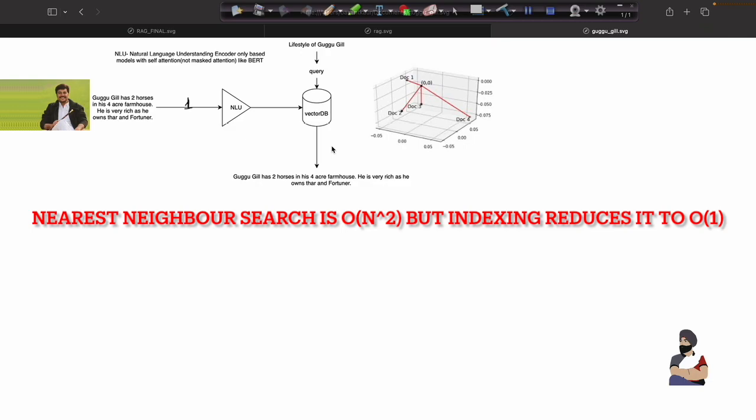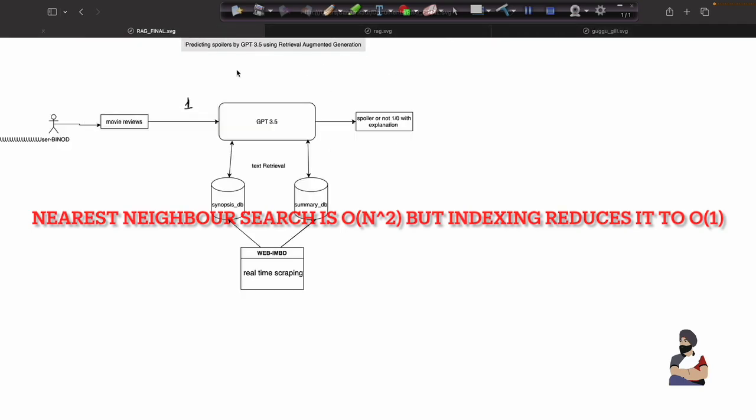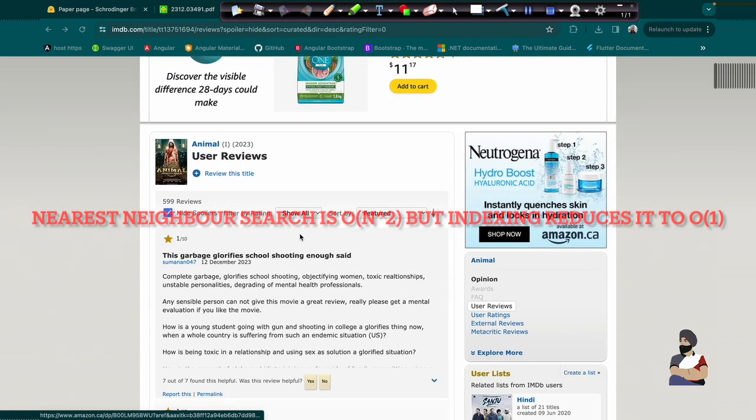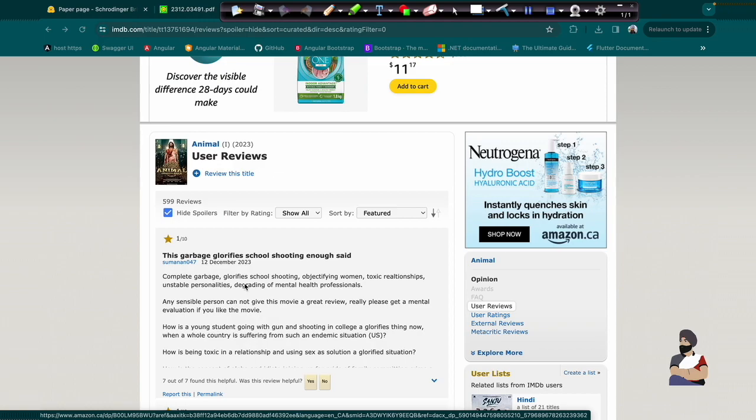Let's explain the architecture of the application which I'm trying to build. Basically I'm trying to build a Google Chrome extension that is going to block the reviews on the IMDB website. Basically our task is to block the spoiler reviews, that's all.